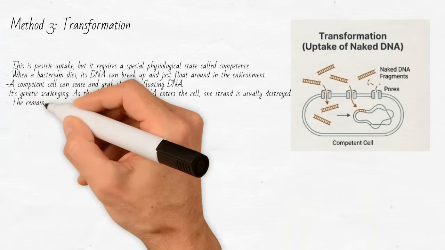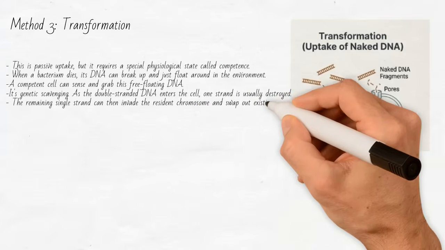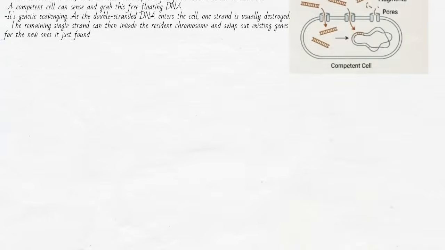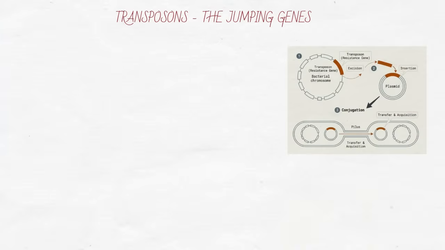The remaining single strand can then invade the resident chromosome and swap out existing genes for the new ones it just found. This process, discovered back in 1928, is what confirmed DNA as the genetic material in the first place. Clinically though, it means bacteria are constantly picking up new instructions from microbial debris. This constant transfer, conjugation, transduction, transformation, ensures bacterial populations are never static.